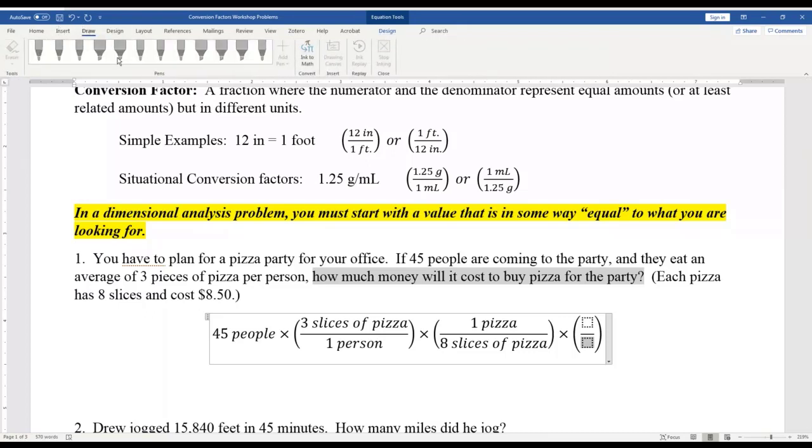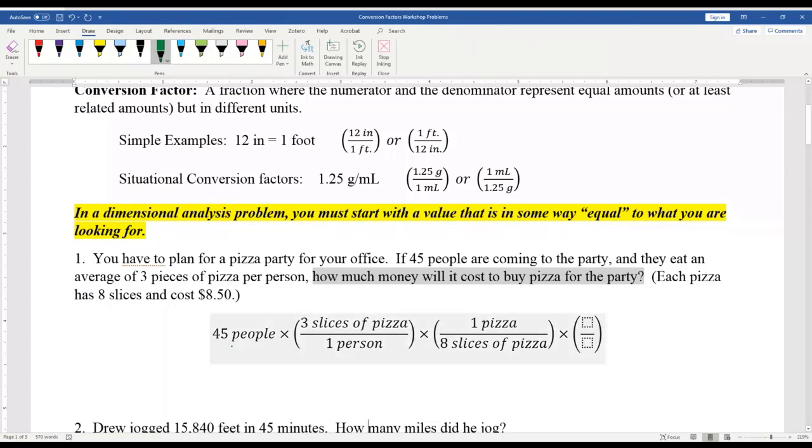So based on what we've already done, let me go ahead and hit my marking pen. Based on what we've already done, people has canceled out. Slices of pizza has canceled out. What unit is going to have to go here on the bottom? What unit needs to cancel out now? Because remember, we're trying to get the pizza cost. Yeah, pizzas, right?